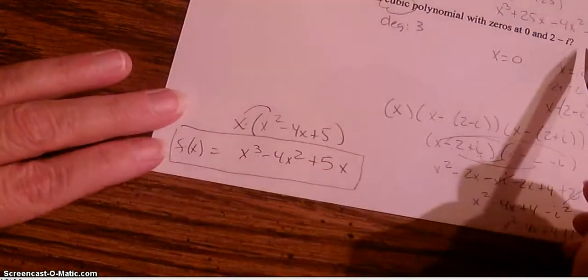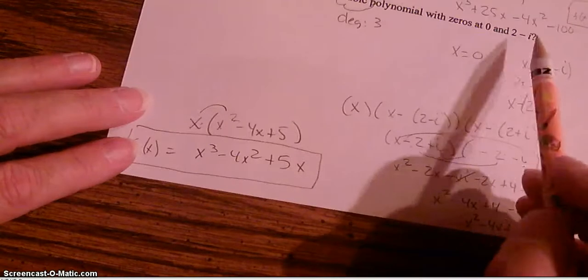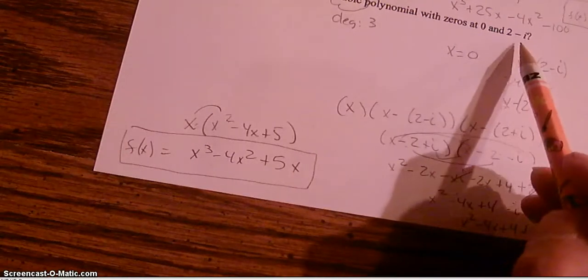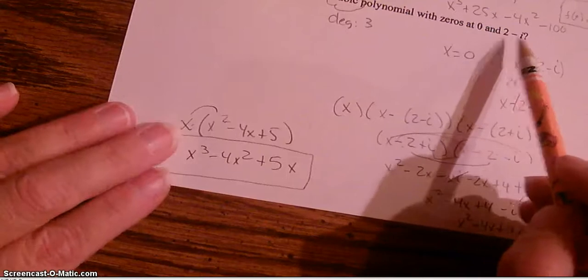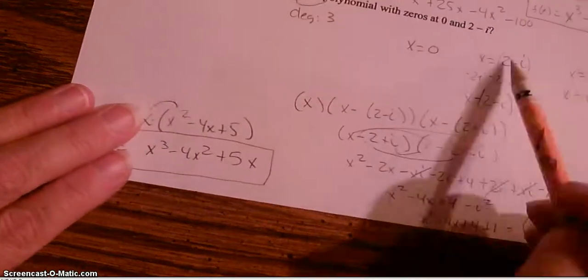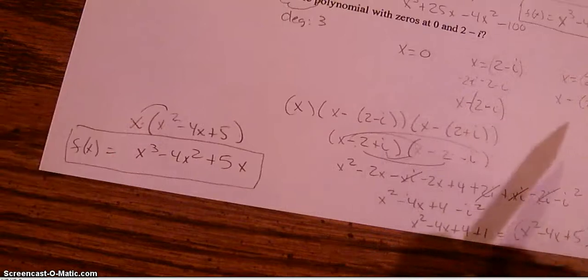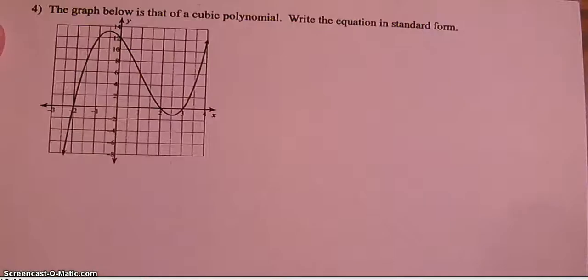Okay, now this is something you have to be really mindful of. Remembering that when I have 2 minus i, you're going to have the opposite, 2 plus i. You have to have the conjugate pair. They always come in pairs.